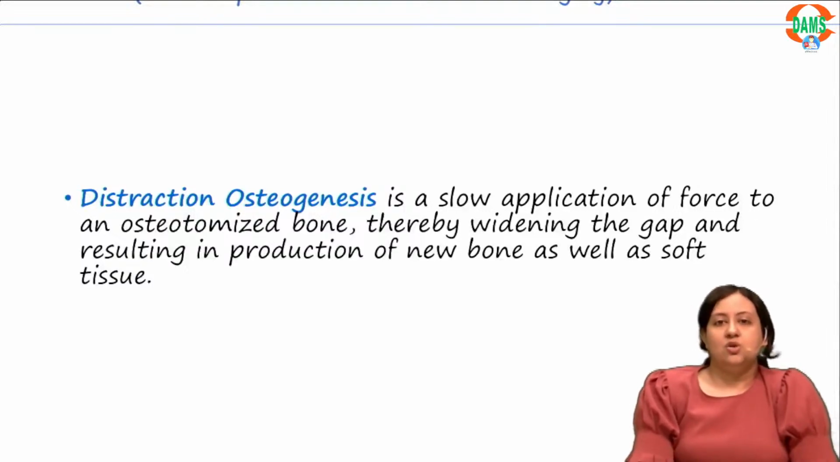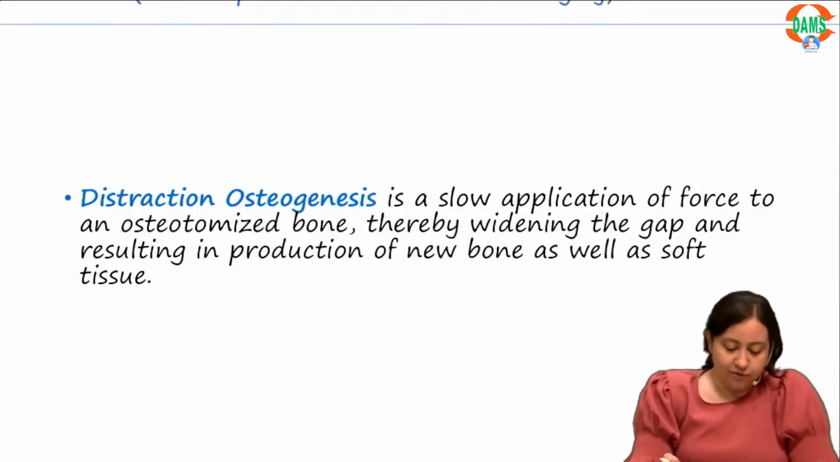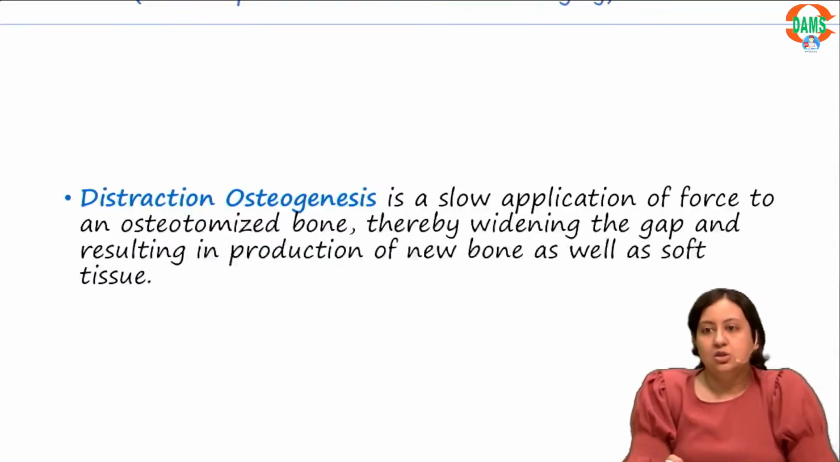So distraction osteogenesis is a slow application of force to an osteotomized bone, thereby widening the gap and resulting in production of new bone as well as soft tissue.